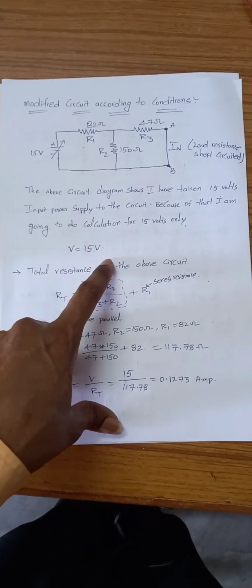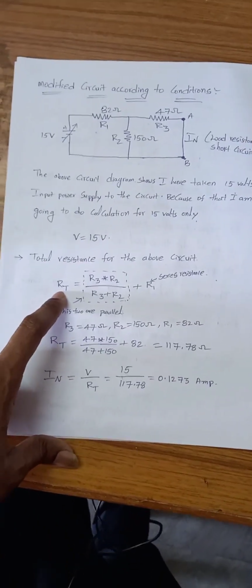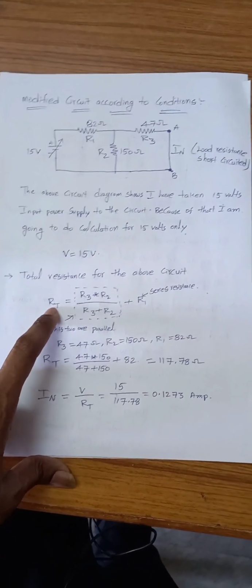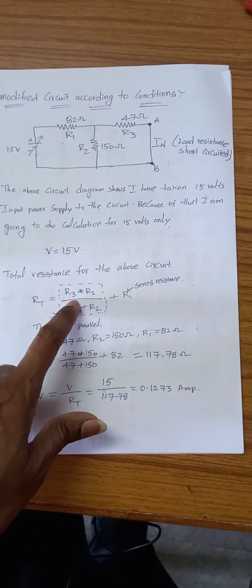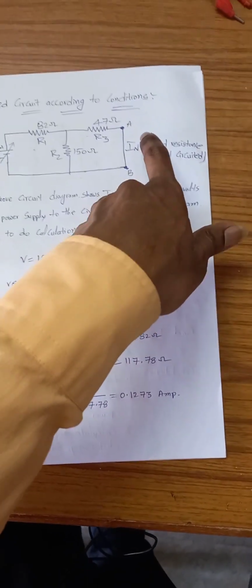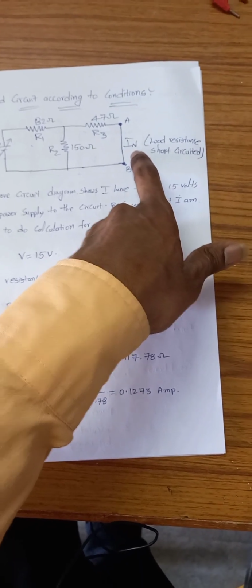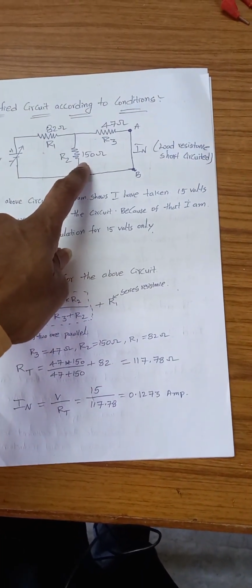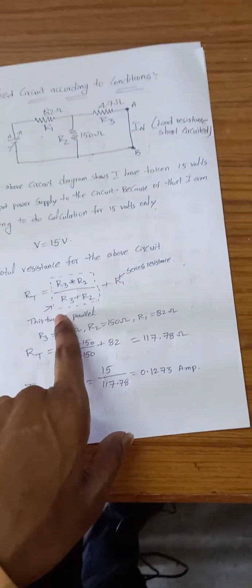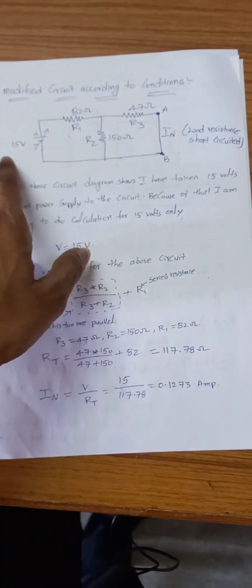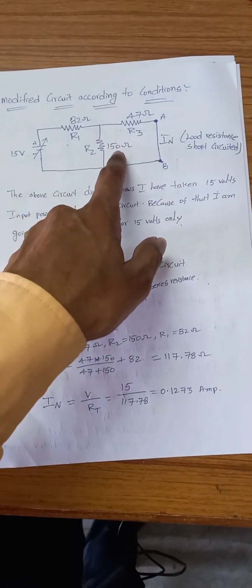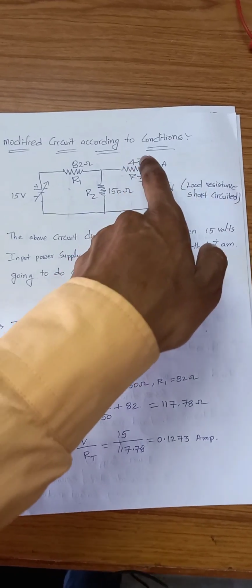Here 15 volts V, and RT I am going to calculate here. RT in the sense total resistance in this particular circuit. Where we did the short circuit, this is the short circuit condition. Opposite of this short circuit condition only I am going to take the resistance values. You remember, from where we did the short circuit, from that place to this place we need to calculate the total resistance. So these two resistances are series resistances.